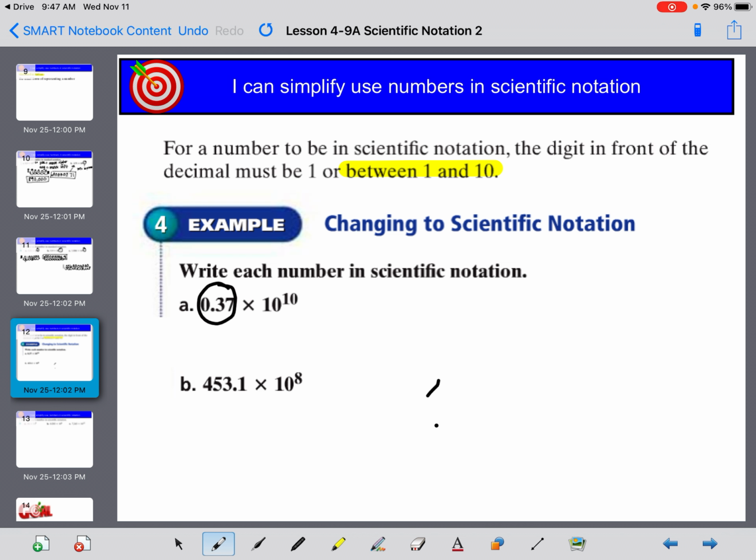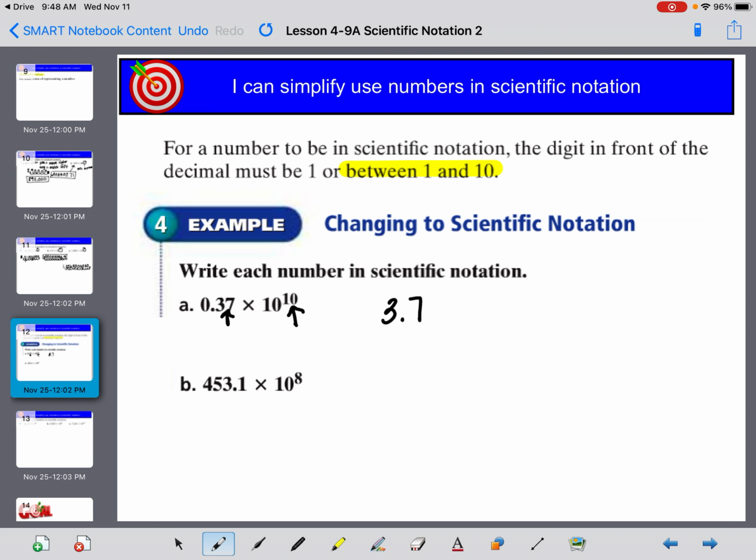So, that requires me to move the decimal point, doesn't it? The decimal should actually be, let's erase this, between the 3 and the 7. So that would be moving the decimal one place to the right. So that should be 3.7 times 10 to the something. Now, I no longer need to move the decimal.